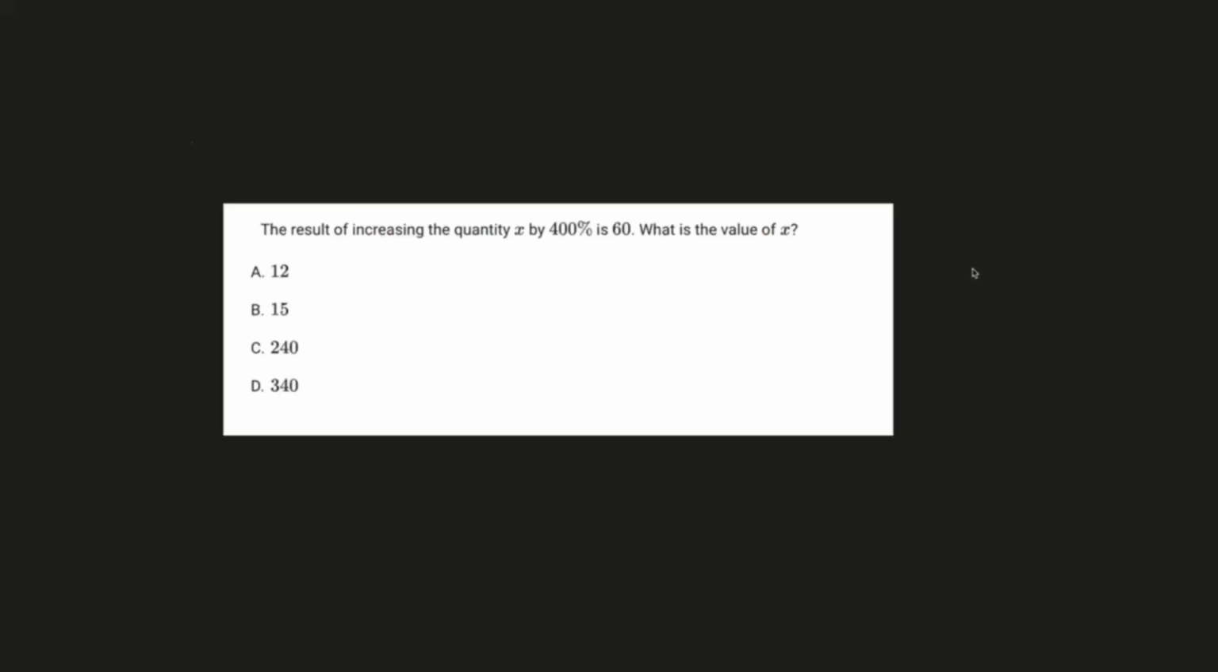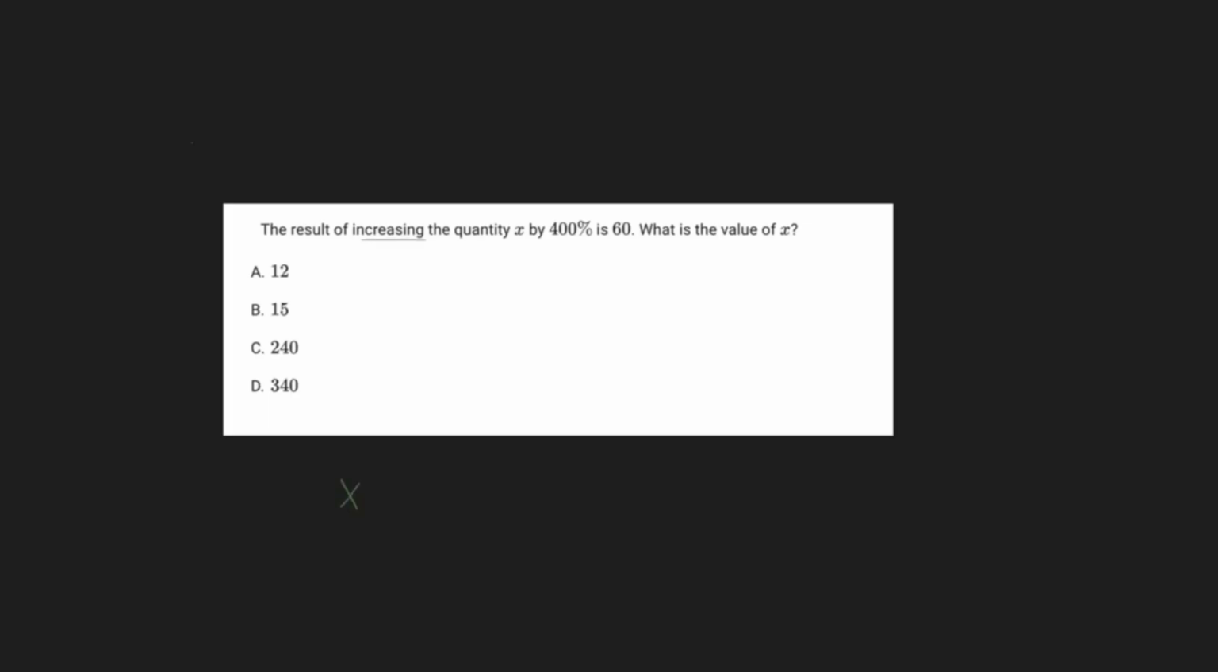So this is a very common percent problem that you might get on your exam. It says the result of increasing the quantity X by 400% is 60. What is the value of X? All right, so first off, let's just write a mathematical equation to represent this scenario. So we have X, that's our starting value.